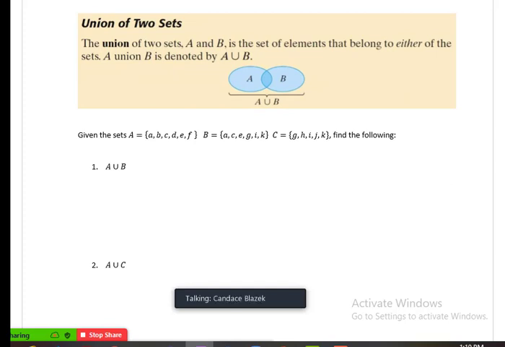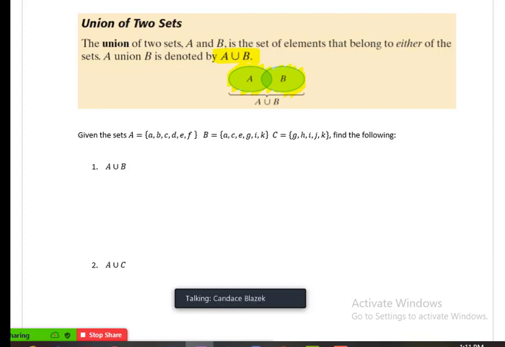Okay, so the union of two sets. We talked about intersection, which is what they have in common. But the union of two sets, A and B, is the set of elements that belong to either of the sets. So it's everything together. Okay, so A union B is denoted by this symbol, A union B. This one is like a capital U, a really smooth capital U, and what it means is the union. It's everything that is in A and everything that is in B all together, the whole thing.